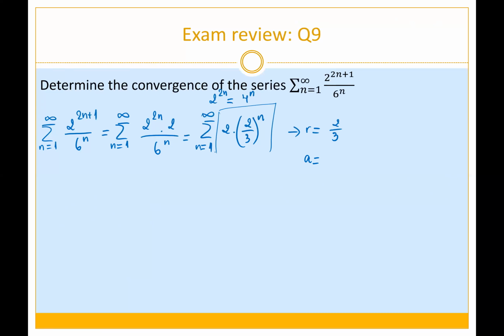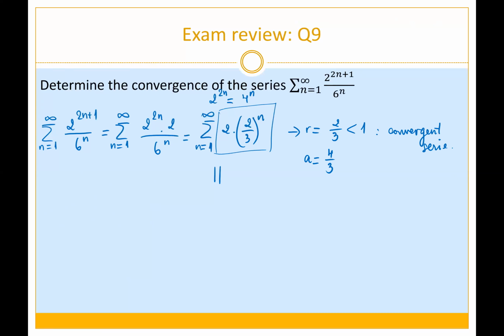And as I say, you find this by plugging in the first value of n into this and find what is the number of this entire thing. So 2 multiply 2 over 3, because that's when n equal to 1. So you have 2 multiply 2 over 3, which is 4 over 3. And so this one, since r is smaller than 1, this is a convergence series by geometric series.